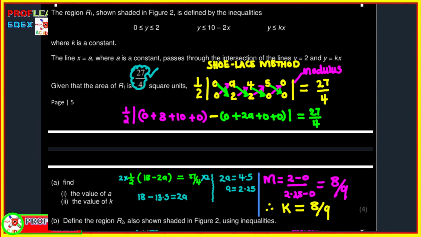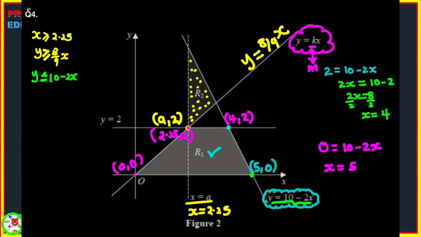So if we are stating the region of R2, x is greater than or equal to 2.25, less than or equal to 8 over 9, x greater than or equal to the line.